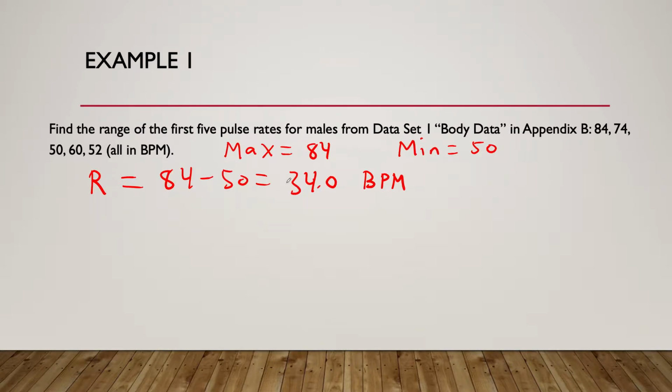An example of this is where we take the range of the first 5 pulse rates for males from the Dataset 1 BIASED dataset, from the numbers 84, 74, 50, 60, and 52. The maximum is 84. Minimum is 50, so the range is 84 minus 50, or 34.0 beats per minute.